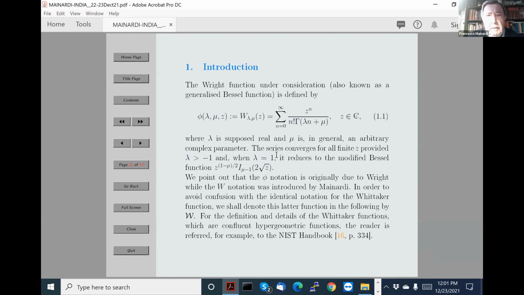So when I introduced this function by myself, Professor Stankovic was able to tell me that it was already made by Wright, but later on and not expressed in the Bateman project, which was for me the only source. But this is also known as a modified Bessel function because in some cases it reduces to the Bessel function. And Bessel functions, you know, are well known to everybody.